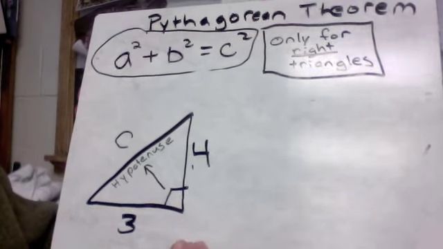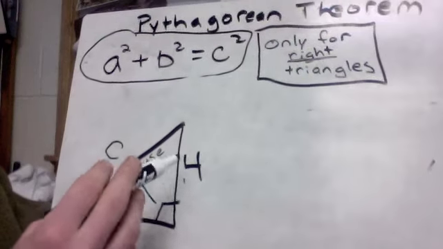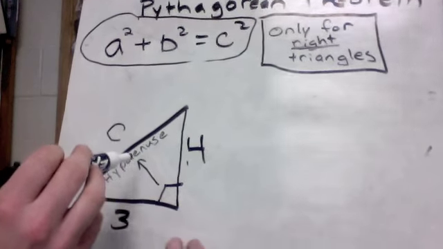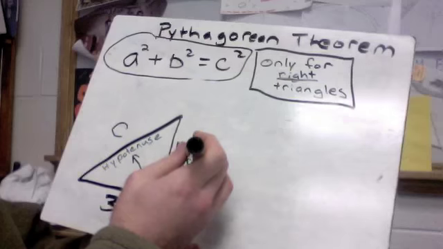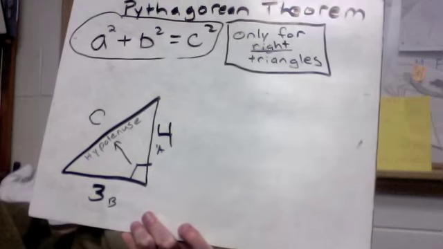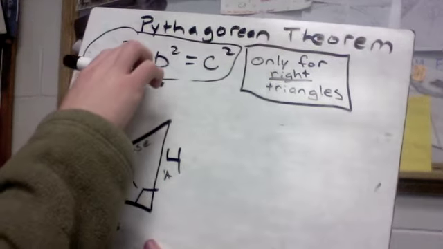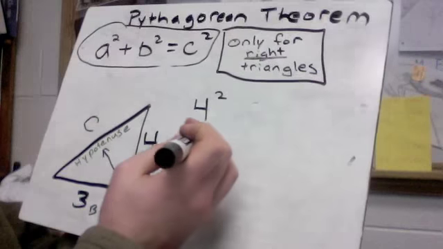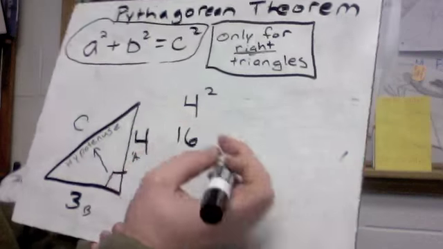Like I said in the last one, either of these can be A and B. It doesn't matter as long as the hypotenuse is always C. So let's do 4 is A and 3 is B. So I need to first start with A to the second power, which is going to be 4 to the second power. 4 times 4 is 16.